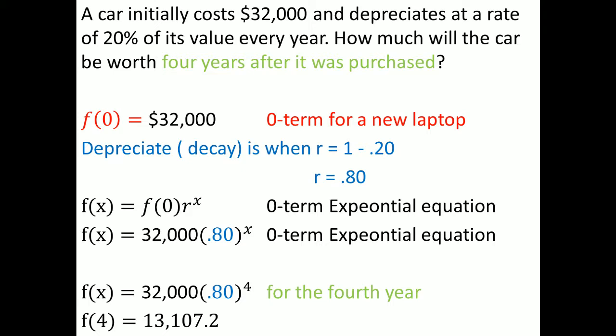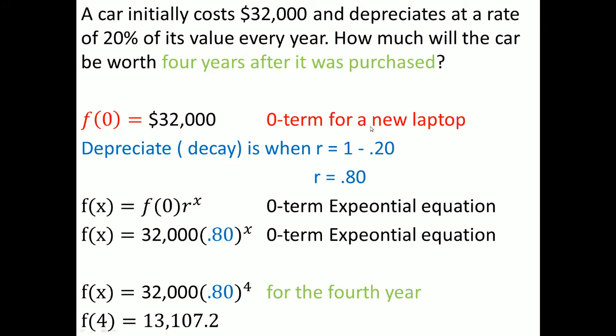Next, this is question 12. A car initially costs $32,000 and depreciates at a rate of 20% of its value every single year. How much will the car be worth after 4 years since it was purchased? Notice that f of 0 is $32,000 because that is the 0 term. It's depreciating, it's decaying at 1 minus 0.20 because it's losing 20%. So the r value is 0.80. So once I get the r value here, which is 0.80, and the f of 0, which is 32,000, I can plug into the equation. I use the 0 term exponential equation because I have the 0 term here. Plug that in. I get f of x is equal to 32,000 times 0.80 to the x power.